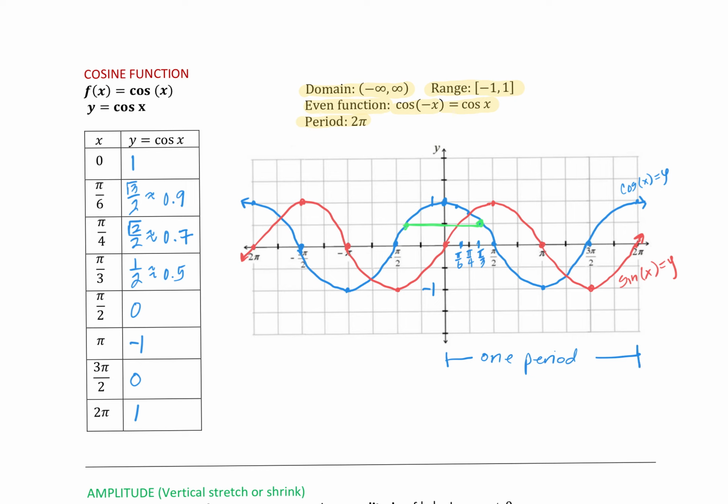But you don't have to. As long as you've gone a distance of 2 pi, you can graph your period anywhere you want. So why do we always go from 0 to 2 pi? For one, positive x values are easy to work with.